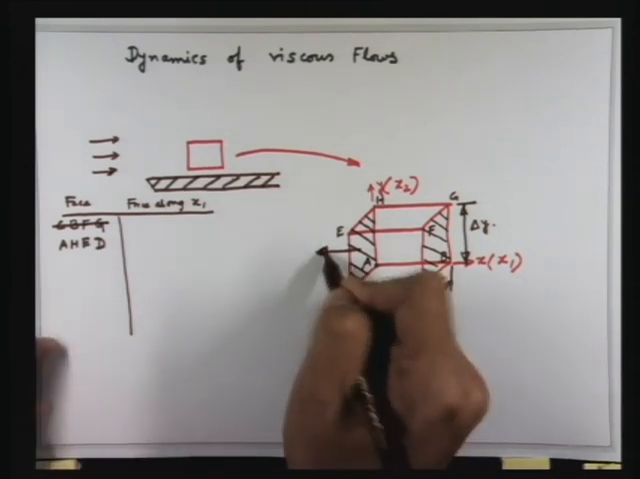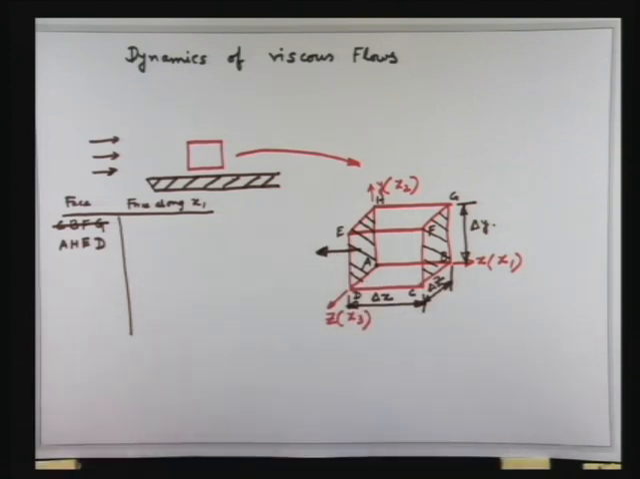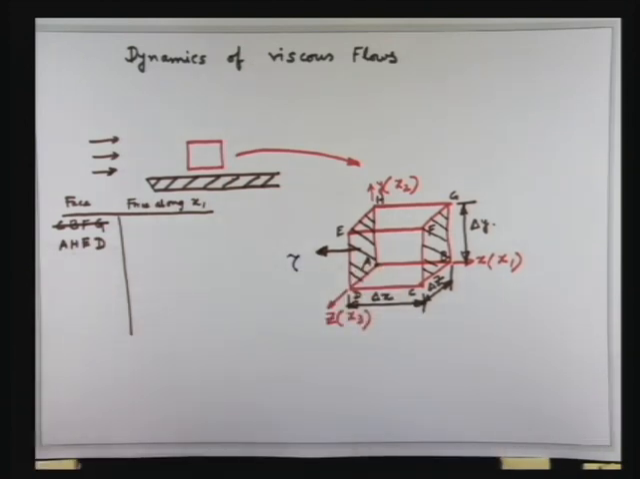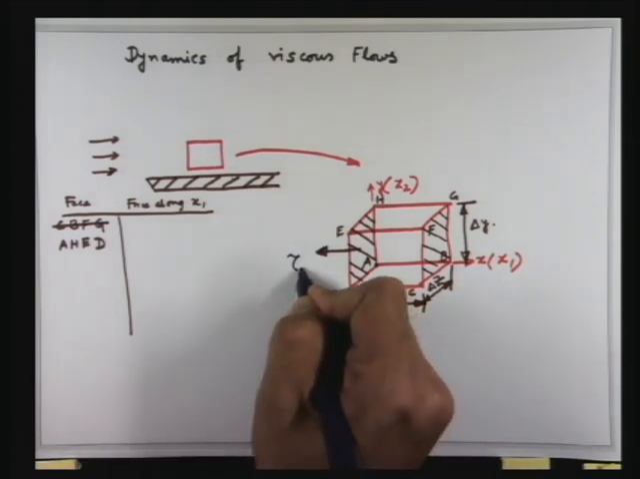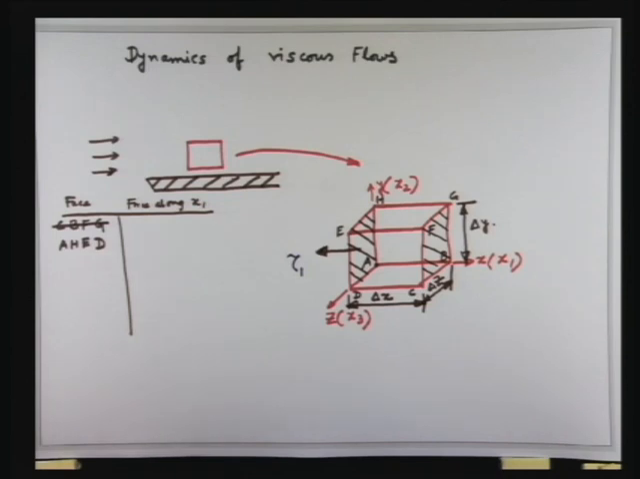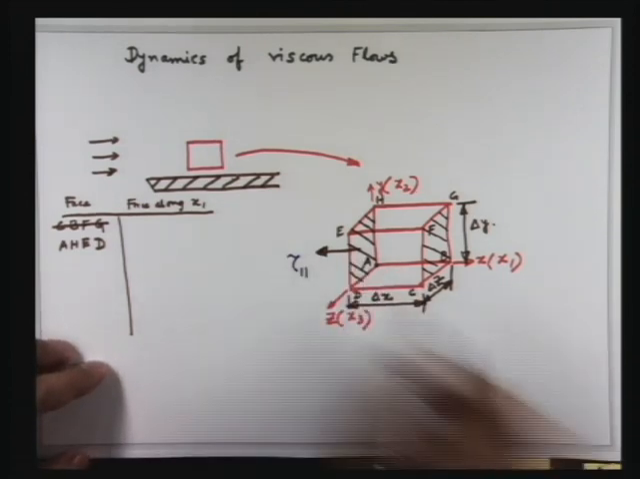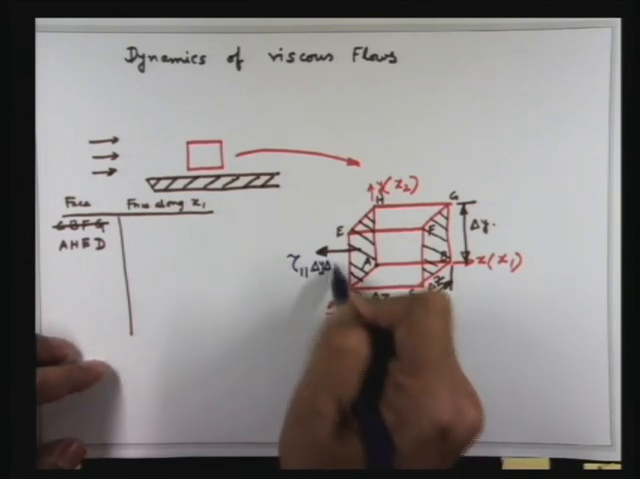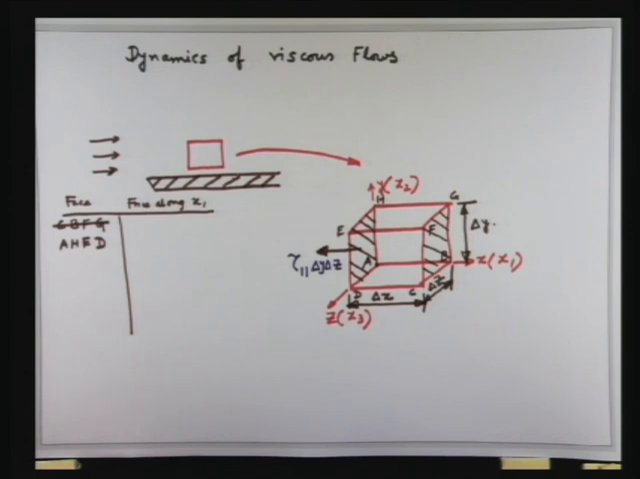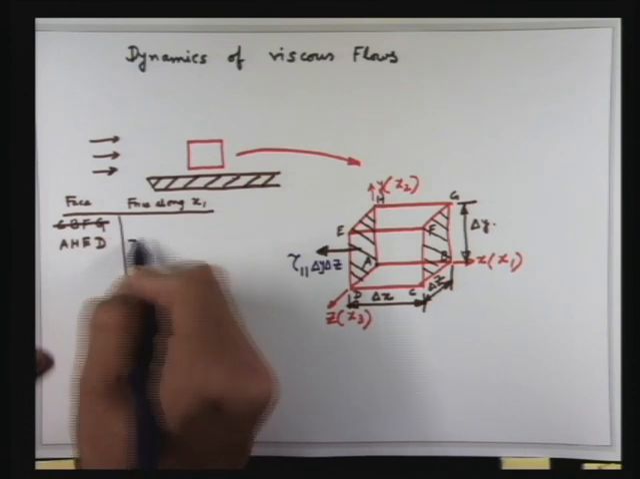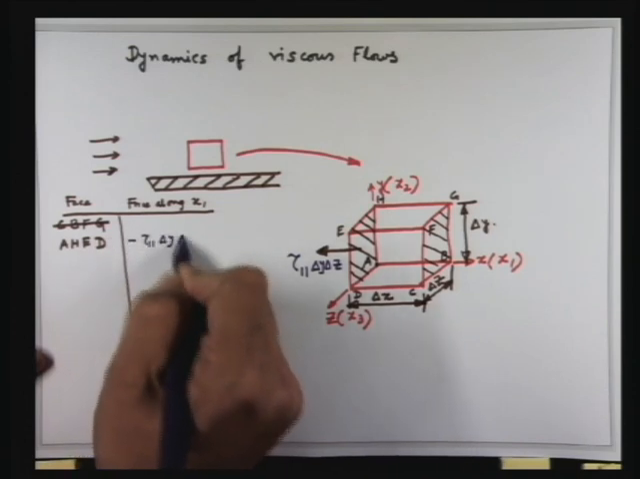So let us see how far you have remembered it. Tell what will be the indices. Tau, what is the first index? What is the direction normal? Direction normal is 1. What is the direction of action of the force? That is also 1. So tau 1 1. This is the force per unit area. So this times delta y times delta z, right? So force along x1 on AHED is minus tau 1 1 delta y delta z.